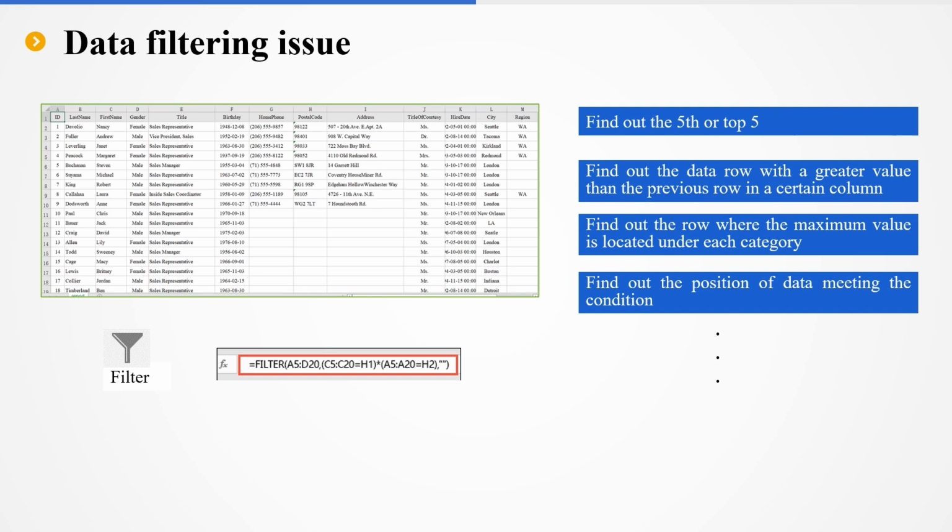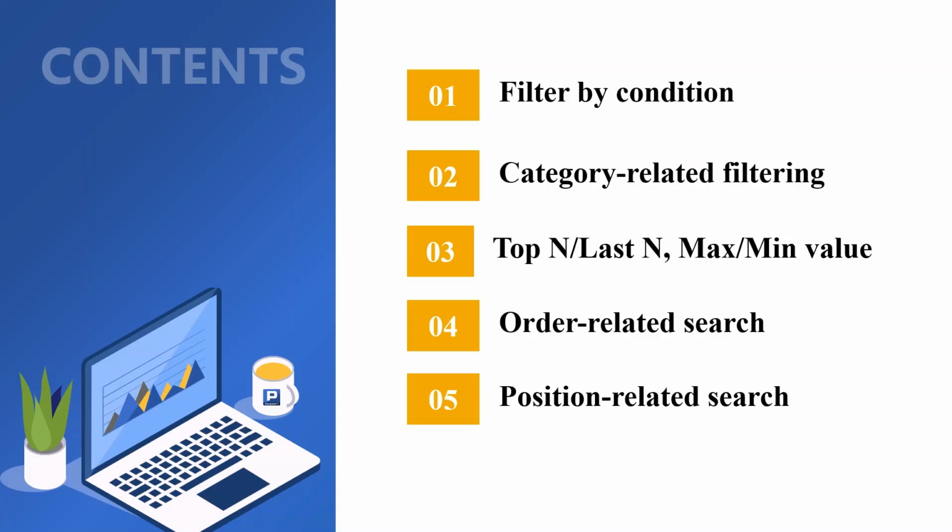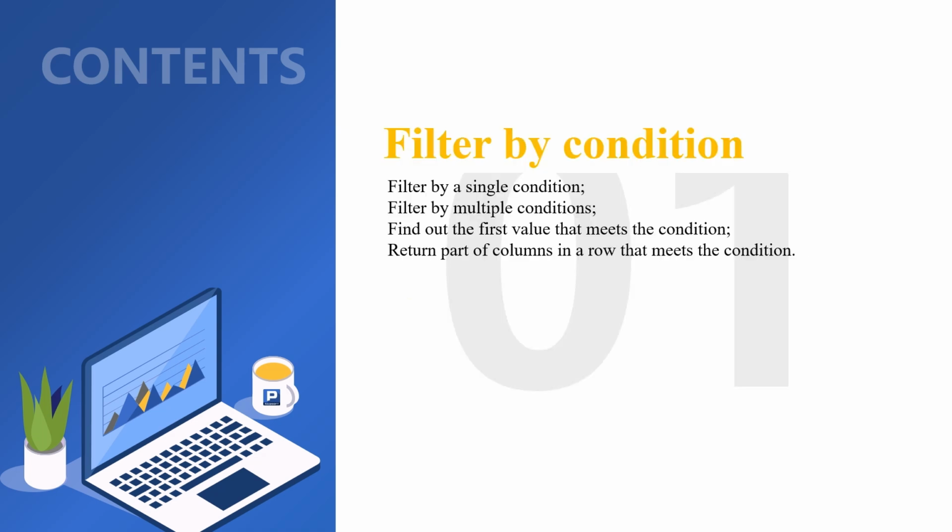Let's illustrate with examples respectively. We divide these filtering tasks into 5 categories, and each category is further divided into several situations, which basically cover most common filter issues. Filter by condition. Filtering by condition refers to finding the data that meets a single or several conditions. This kind of filtering task involves several situations, and we will explain them from simple to complex.